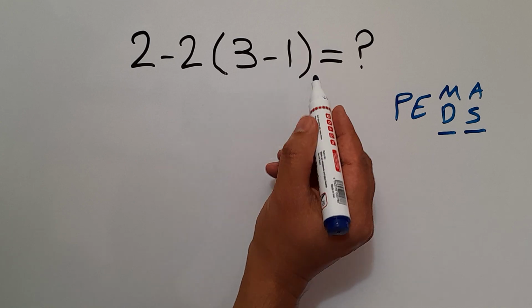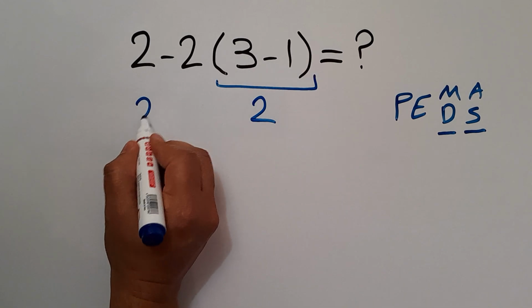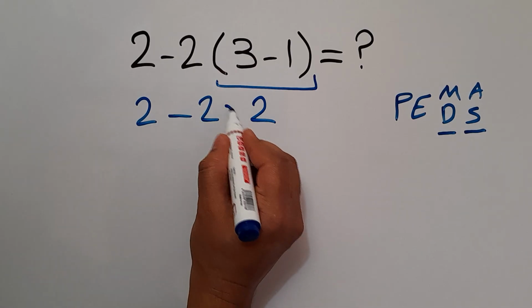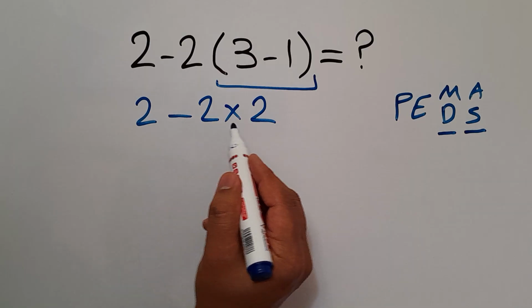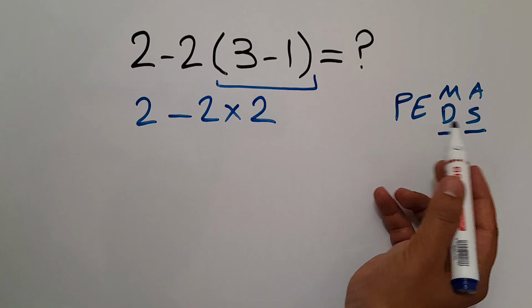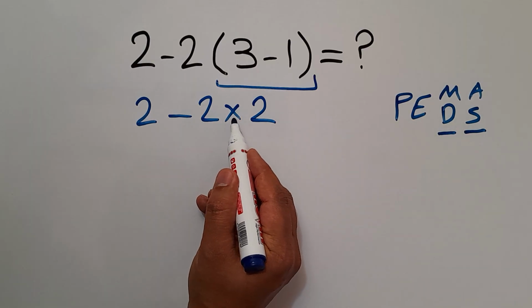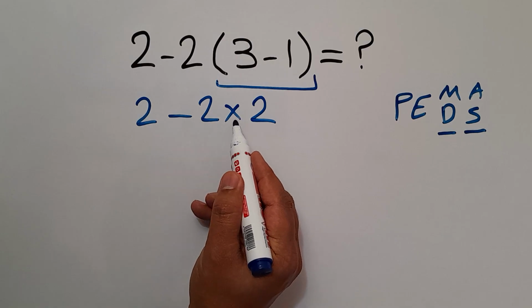3 minus 1 gives us 2. So we have 2 minus 2, then times 2. Now we have one subtraction and one multiplication. According to this rule, multiplication has higher priority than subtraction. So first we have to do this multiplication.